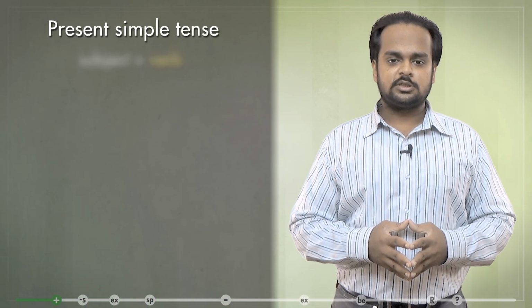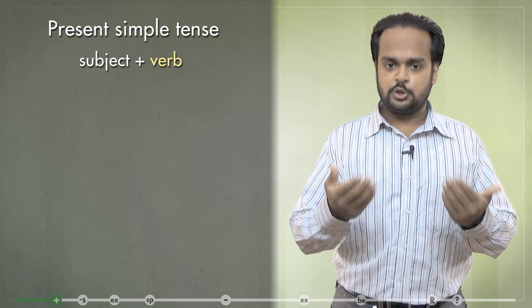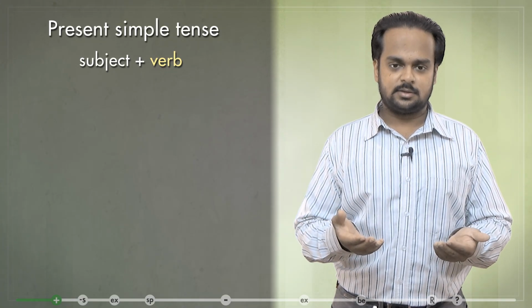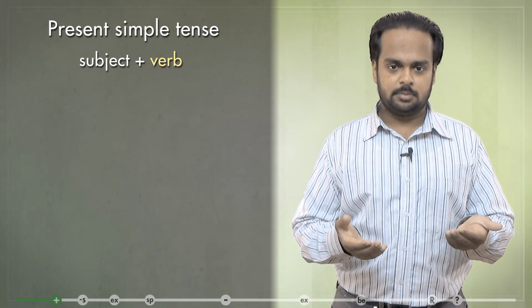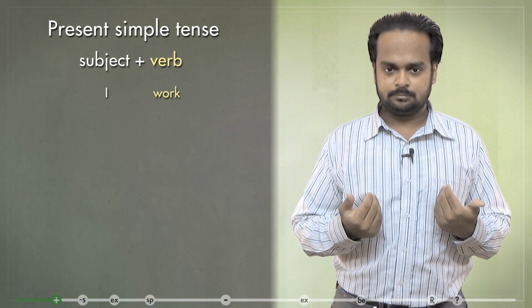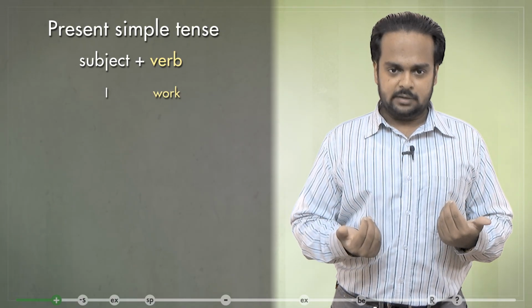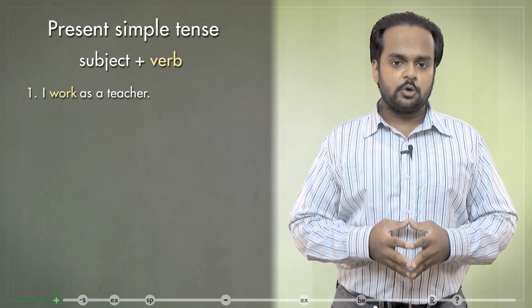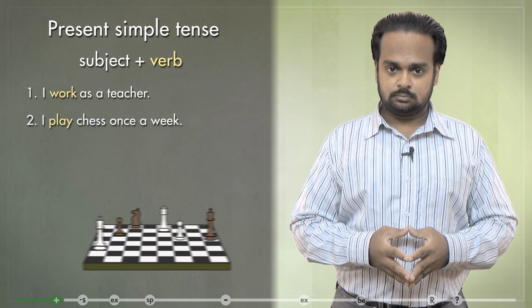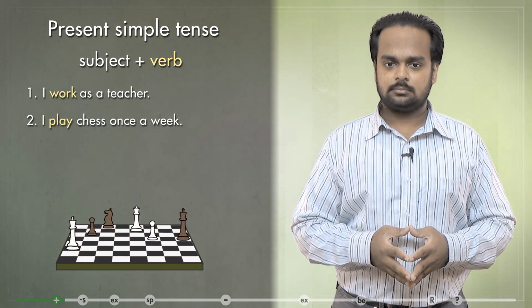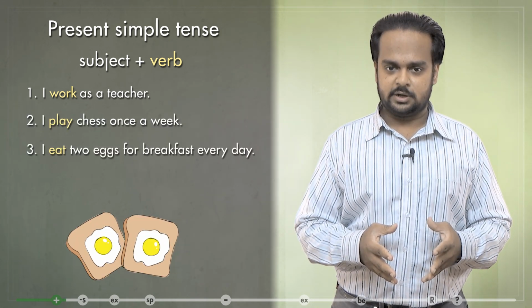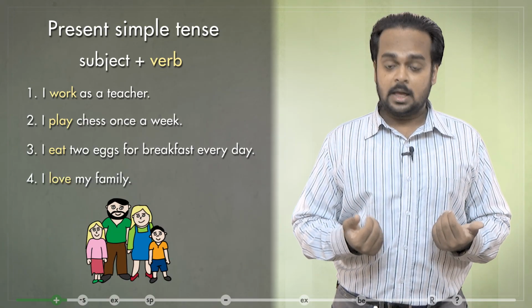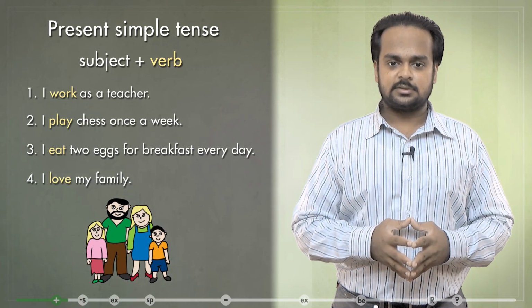Okay, so how do you make a sentence in the present simple? I'm sure you know the answer. You just take a subject like I, you, we, they, he, she, it, etc., and you add a verb. For example, I work. And you can add any other information to the sentence, like I work as a teacher. You can do this with other verbs too. I play chess once a week. I eat 2 eggs for breakfast every day. I love my family. These are all present simple tense sentences.